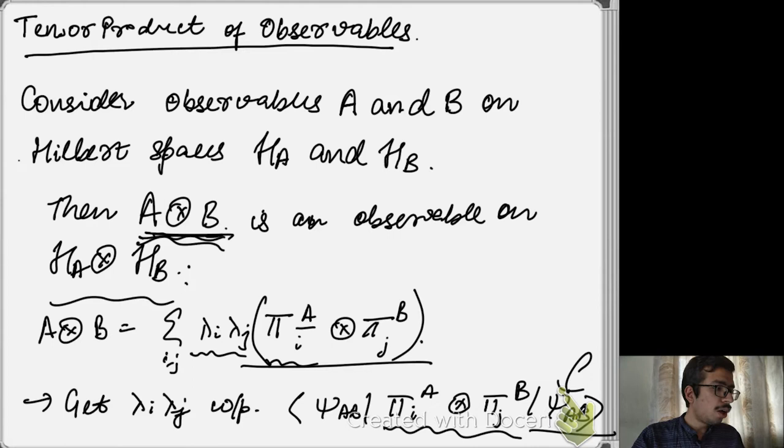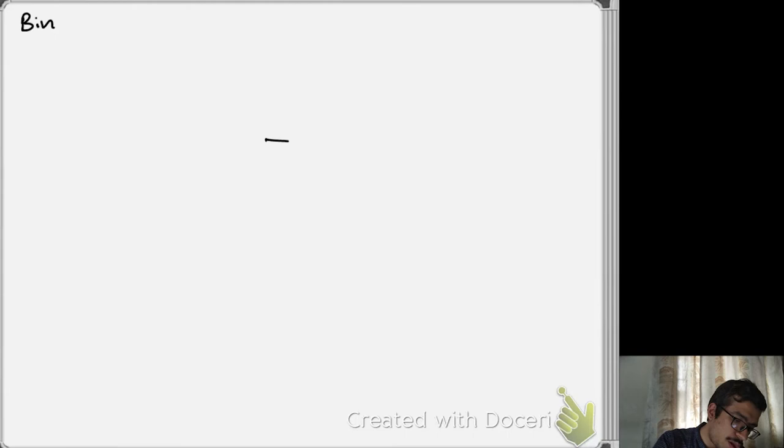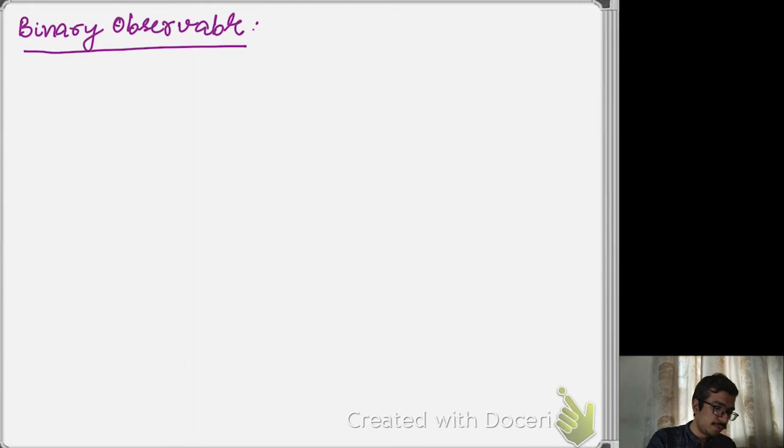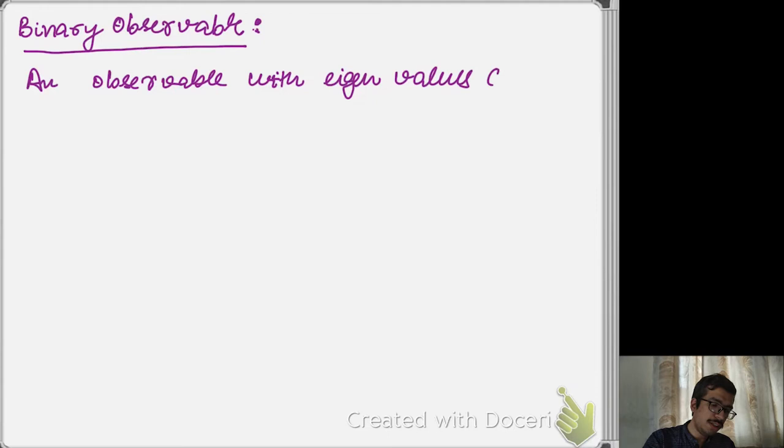Now although we have already defined what an observable is, a special case happens when these eigenvalues are plus and minus 1. So here we can talk about a binary observable as well. An observable with eigenvalues in the set plus and minus 1 is called a binary observable.